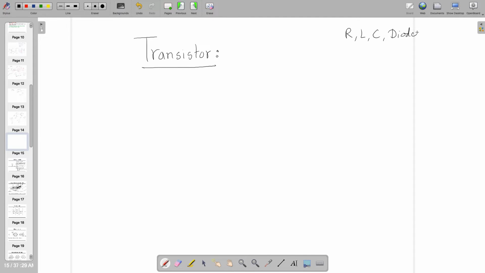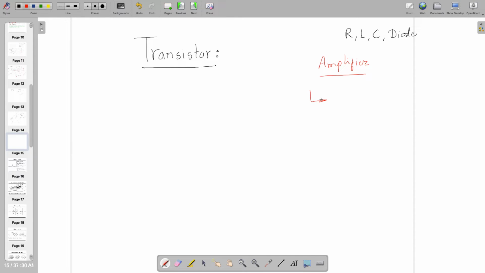So active is more dangerous because you need a power supply. Right? So RLC and diode do not. The point here is that you cannot amplify.